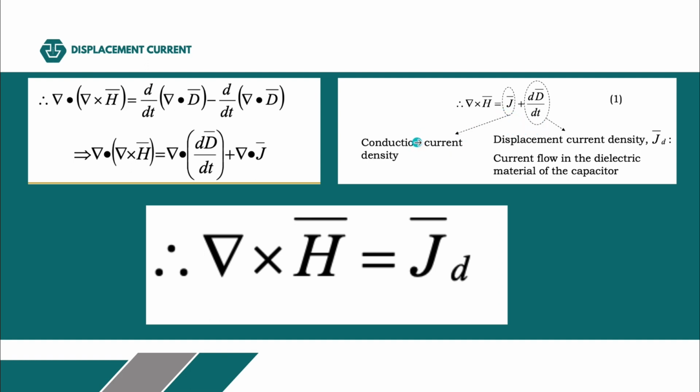From this, J is actually the conduction current density, also known as Jc. Jc is usually used to find the loss of energy. dD over dt is the displacement current density, also known as Jd, which is the current flow in the dielectric material of the capacitor. Usually when the bulk of the conductor is a perfect dielectric, Jc can be neglected, because Jc is the conduction current density where conduction happens inside it. But for a perfect dielectric, there is no conduction current inside. So we just neglect J and form curl of H equals Jd.